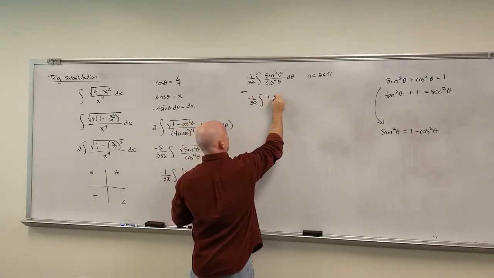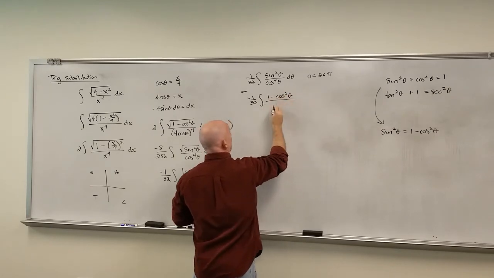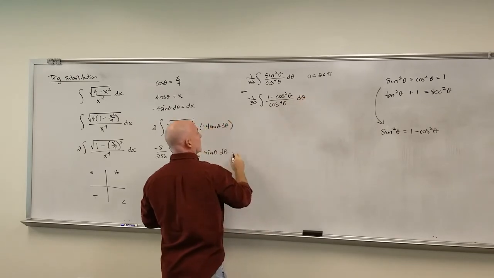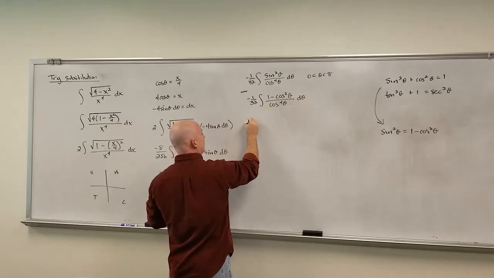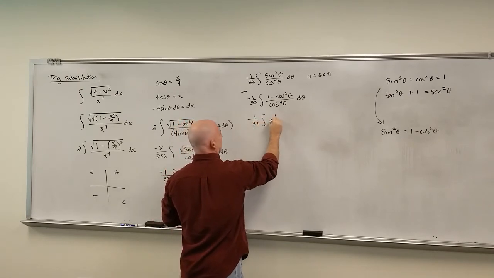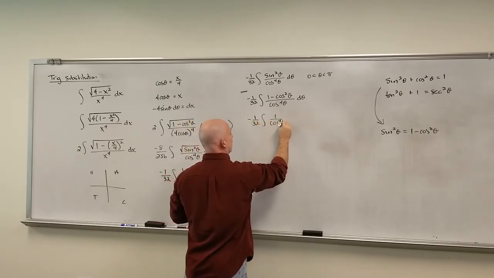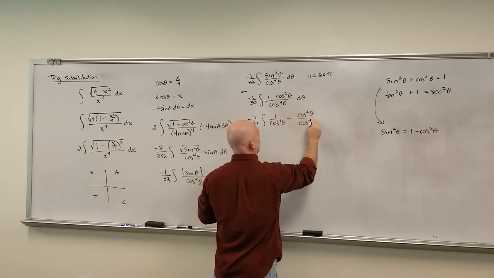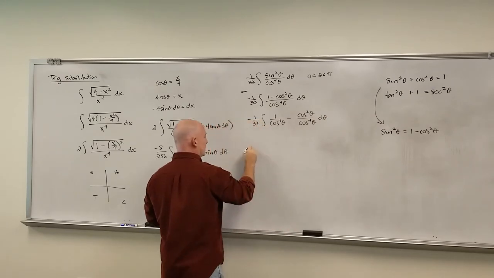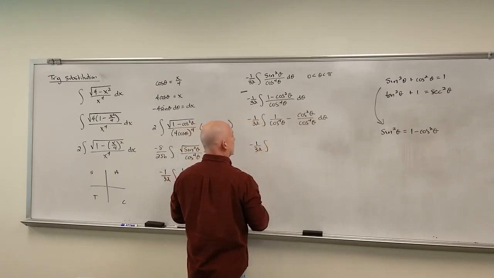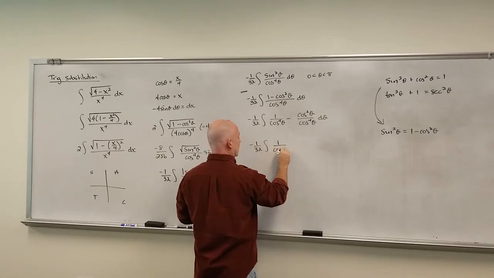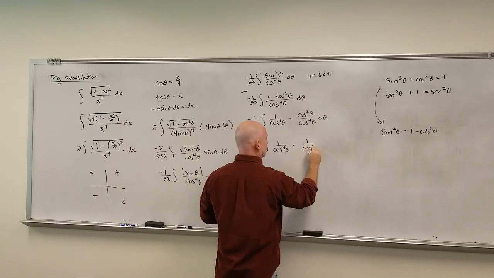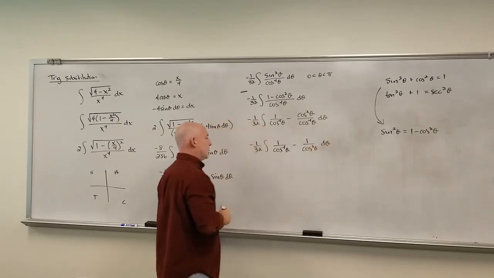I could write sine squared as 1 minus cosine squared all over cosine to the fourth theta d theta. That would be helpful if I broke that into two different ones. Let's see how helpful it'll be. That would be cosine to the fourth theta minus cosine squared theta over cosine to the fourth theta d theta. That's 1 over 32 times the integral. Let's leave this as 1 over cosine to the fourth theta real quick, but I can rewrite this as 1 over cosine squared theta d theta.